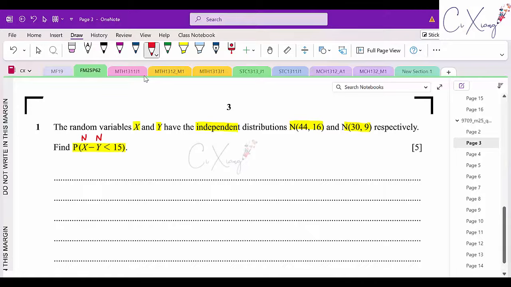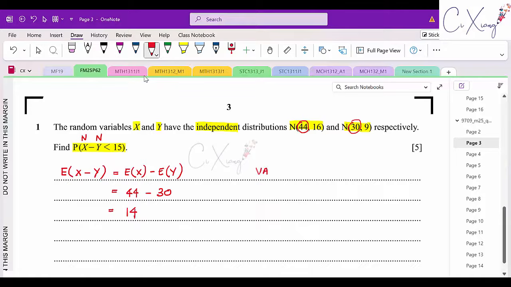Alright, so the very first step is we need to find the mean of this random variable first. So I have E(X minus Y), which can be written as E(X) minus E(Y). That means mean X minus mean Y. So what is the mean of X? You get this from the value given, which is 44. And the mean for Y is 30. So 44 minus 30, and therefore you get 14. This is the mean for X minus Y.